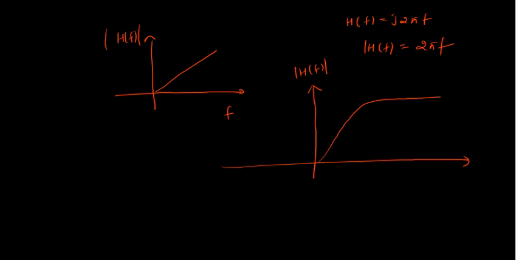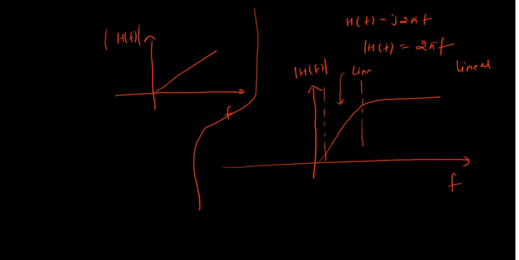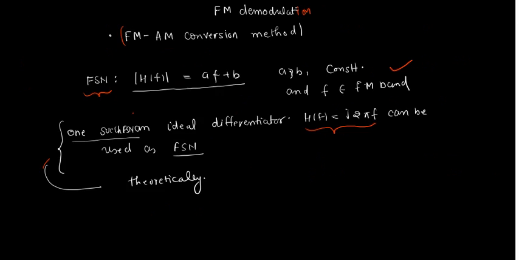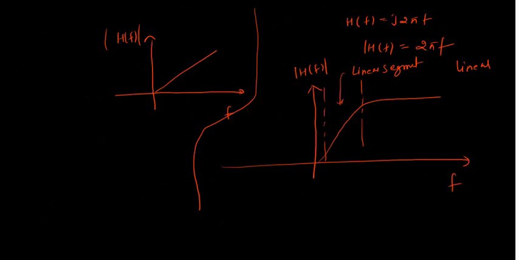If we plot the frequency response of a linear device like this, if you remember, this is nothing but a high pass filter. Its frequency response might not be linear in the whole range of frequencies, but it is linear for a segment. That is what we are saying here: any linear system whose frequency response contains a linear segment of positive slope can be approximated as an ideal differentiator for this range of frequencies.